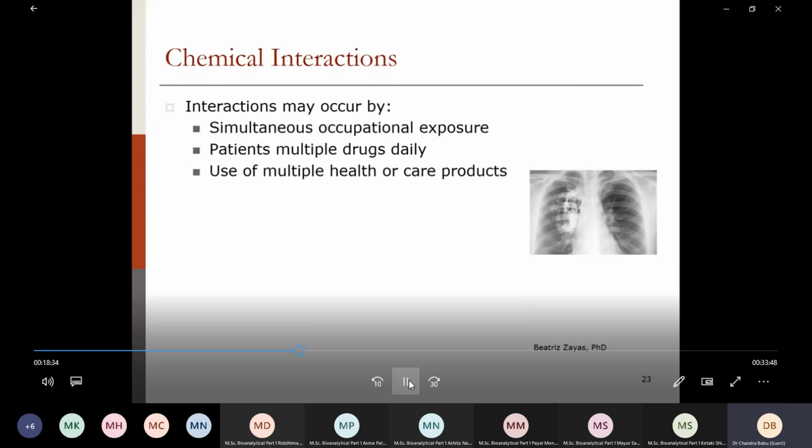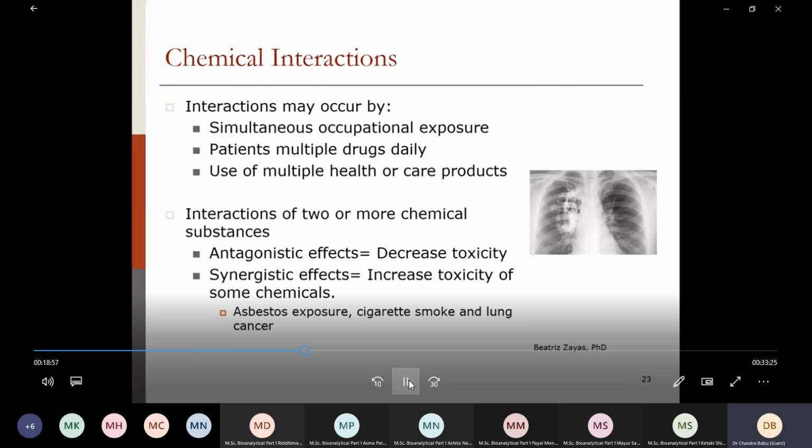Unless it's a very well-controlled occupational setting where you can say, well, this is the only substance that we handle here, most of the time we're exposed to multiple substances. As well happens when a patient ingests more than one drug. And also at home, we use products for our care or skin that could also interfere with the toxicity of these substances. But when we talk about chemical interactions, there are specific ones.